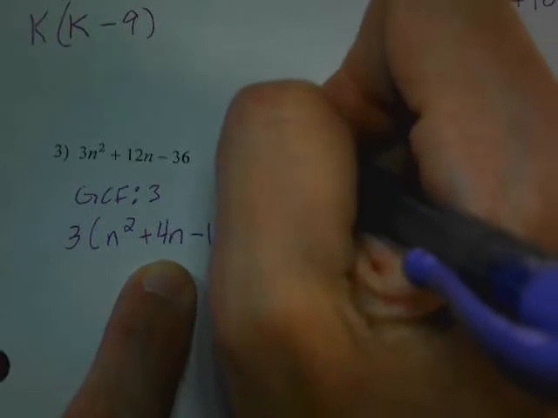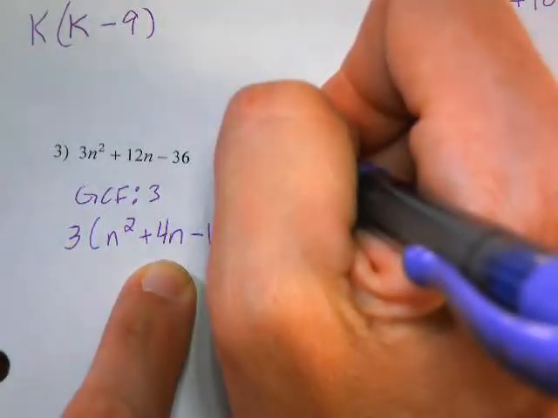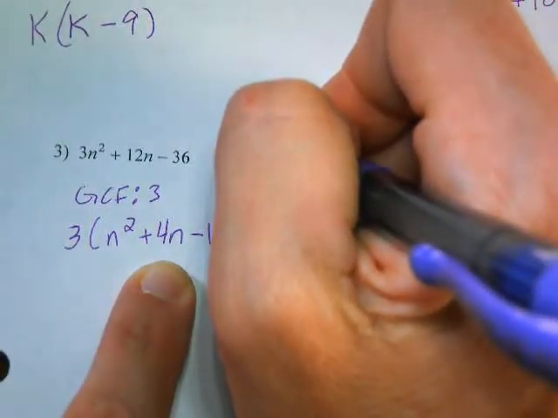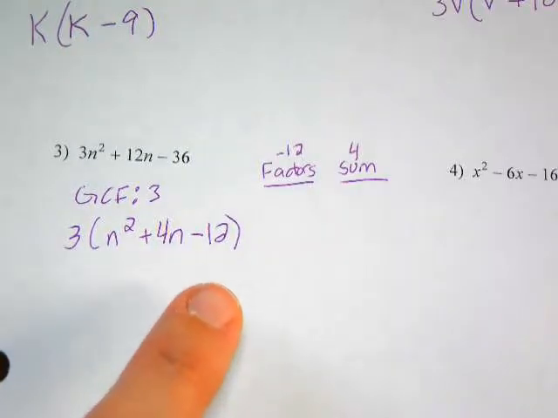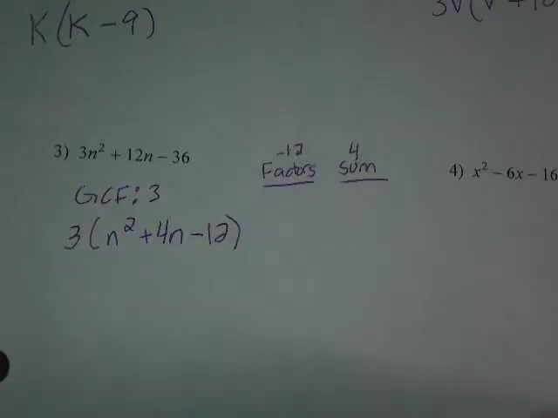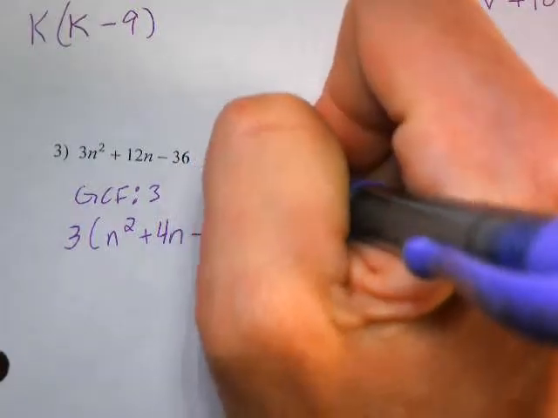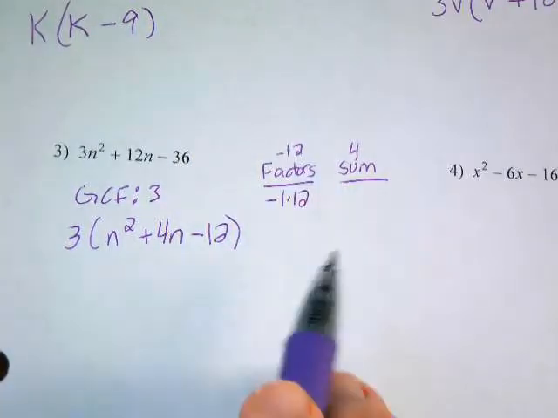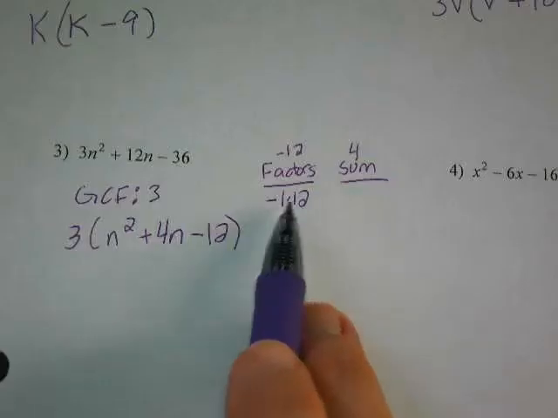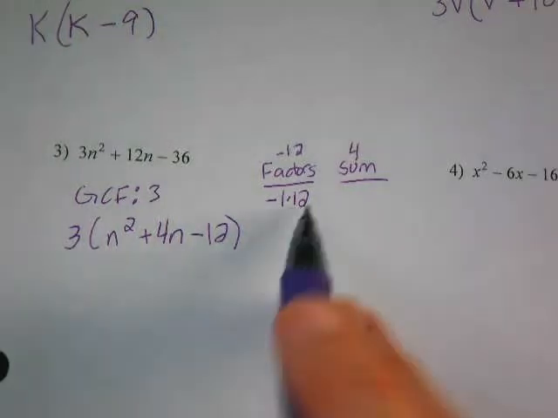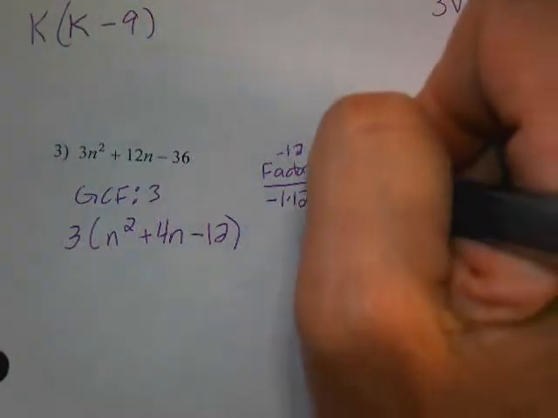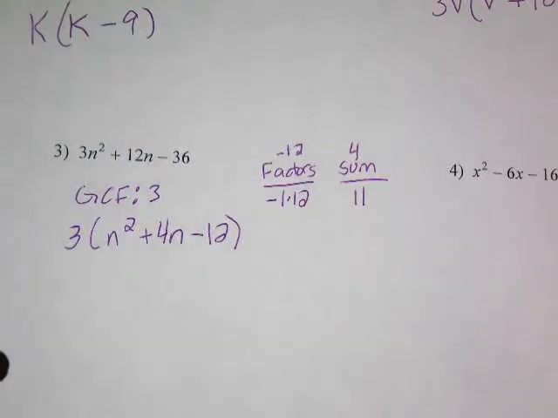So because we've got a negative 12 here, we need one positive factor and one negative factor. If I start with negative 1 times 12, that does give me negative 12, and negative 1 plus 12 gives me 11. That's not 4.